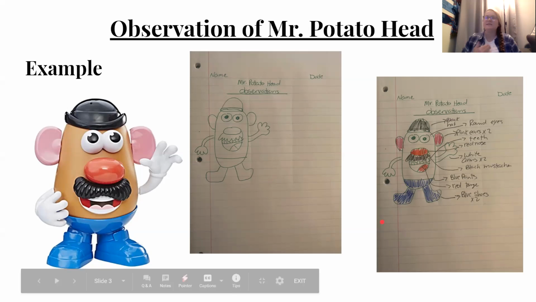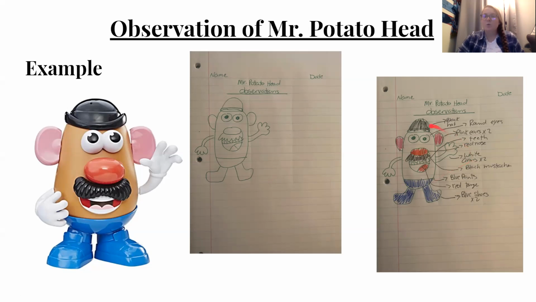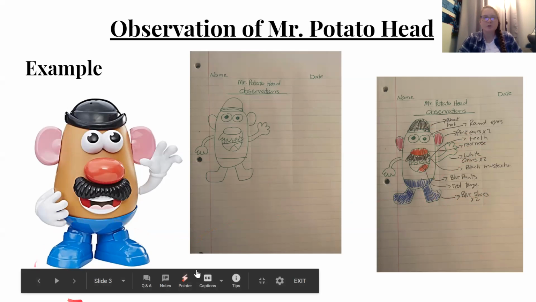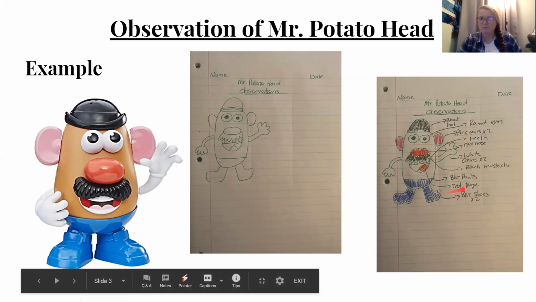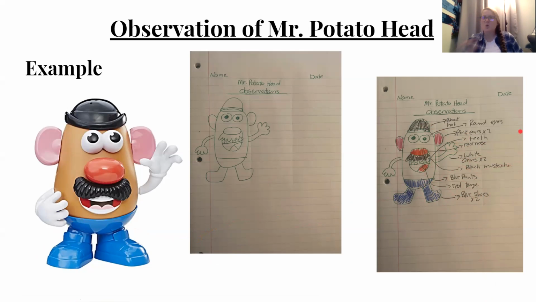All right, this is where our details come in. We are going to label every single part of Mr. Potato Head. All right, starting at the bottom right here, you can see that I said he had blue shoes. He has blue shoes, and right here I put ×2. That means he has 2 blue shoes. He doesn't have just 1, he has 2. Right here, I put he has a red tongue, blue pants, black mustache. What do you notice? I wrote down the color and I wrote how many. So I'm giving you as much detail as possible.